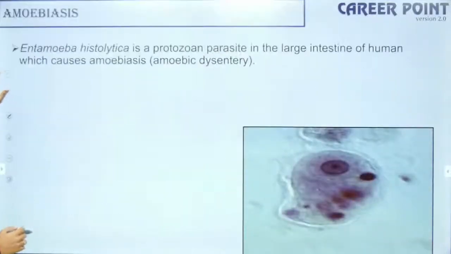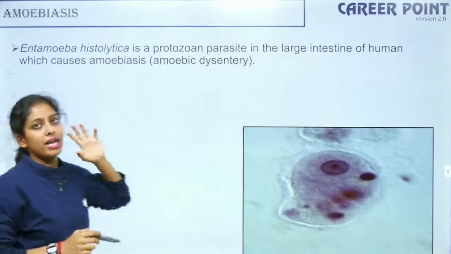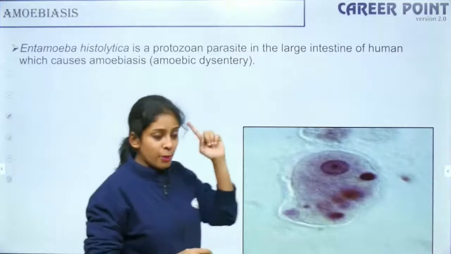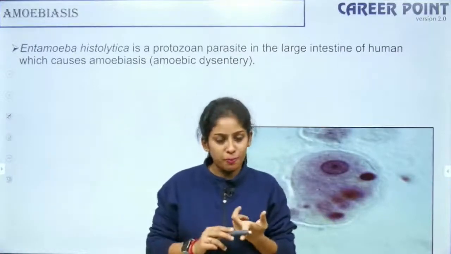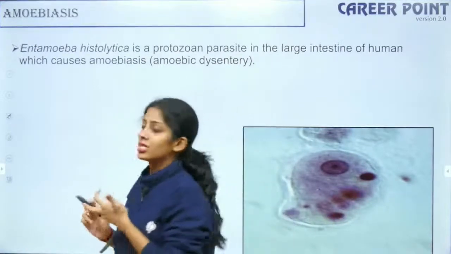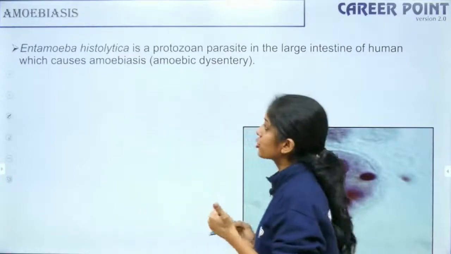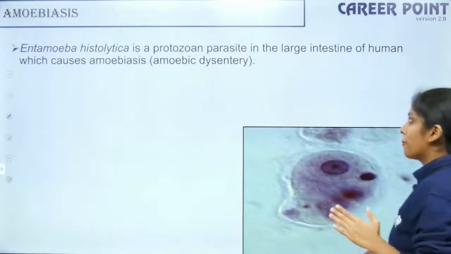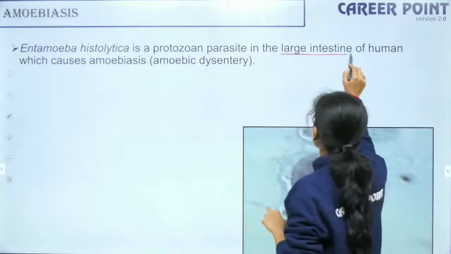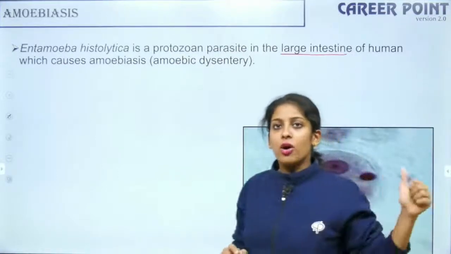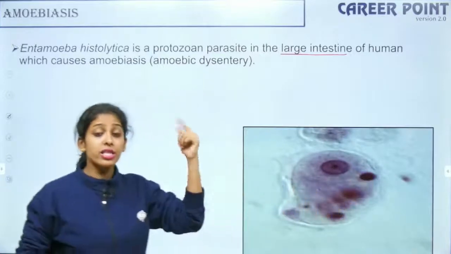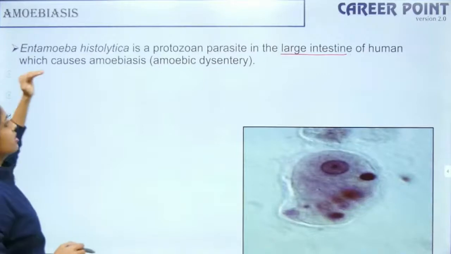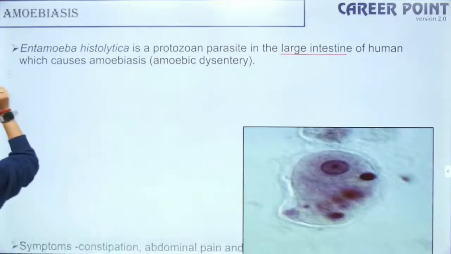Yeah, the next protozoan disease is Entamoeba histolytica, the organism. The disease is amoebiasis. The first protozoan disease was your malaria. The second protozoan disease is your amoebiasis. It is caused by Entamoeba histolytica. It's again a protozoan parasite in the large intestine. So here the target organ is the large intestine, whereas in your typhoid it was your small intestine, right? So it causes amoebiasis, which is amoebic dysentery.